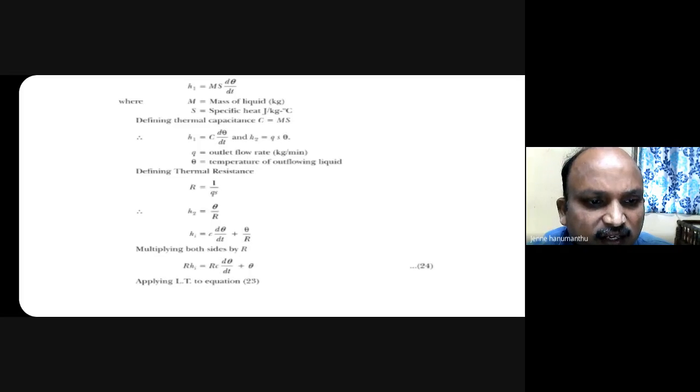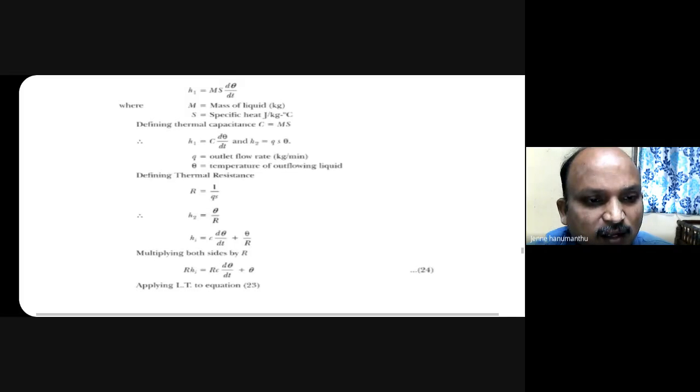We can write HI equals to... I'm sorry, we substitute H1 and H2 in the HI equation. So we can write C dθ/dt plus θ by R. And for this equation, multiply with R on both sides. You may expect R into HI equals RC dθ/dt plus θ.